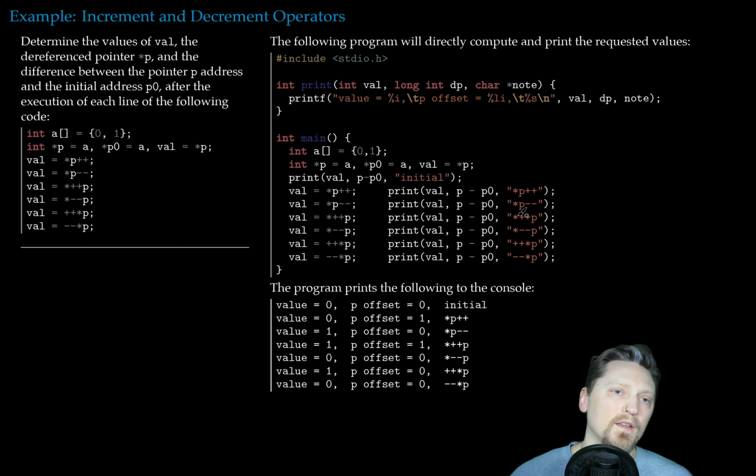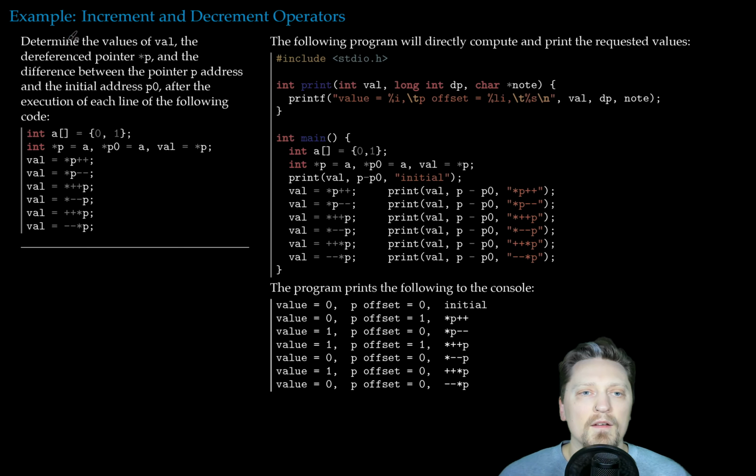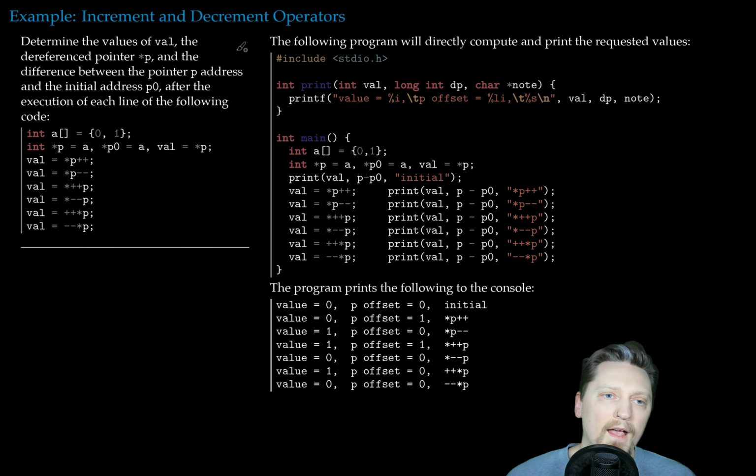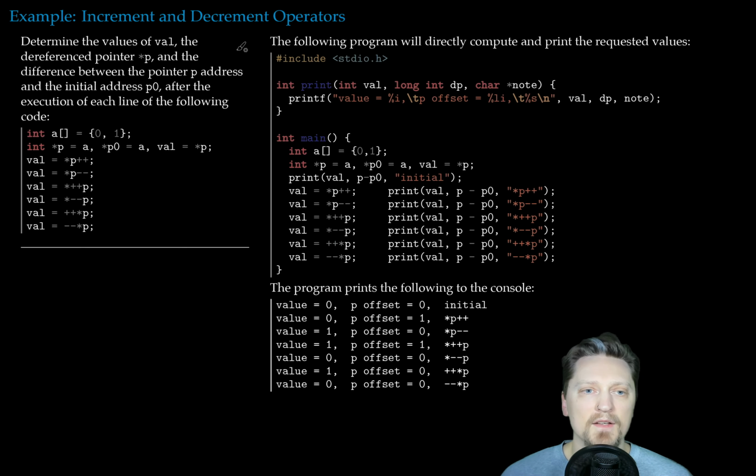So let's take a look at this. Determine the values of val, a variable we'll assign, the dereferenced pointer, dereferenced p, and the difference between the pointer p address and the initial address p0 after the execution of each line of the following code.